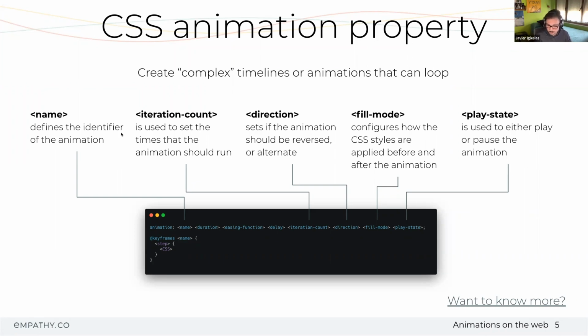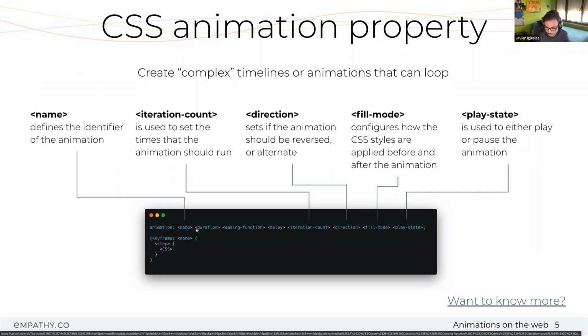Like the transition, you can configure the properties that you want to animate, but instead of doing it through an option in the animation property, you set that using the keyframes block. There you define the name of the animation, and for each step, the step is just a percentage of the animation: at 0% apply this CSS, at 50% apply this CSS, and at 100% apply these styles. Then, like the transition, you can define the duration, the easing function, and the delay of the animation. But it also has some really interesting properties like the iteration count, which can be used to say, hey, play this animation 2, 3, 4 times, or keep it playing infinitely.